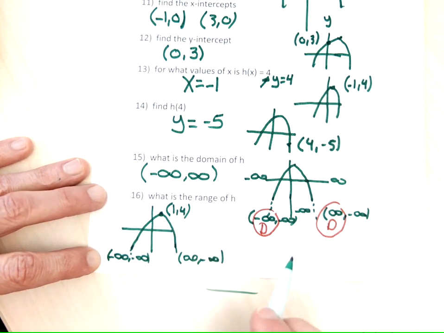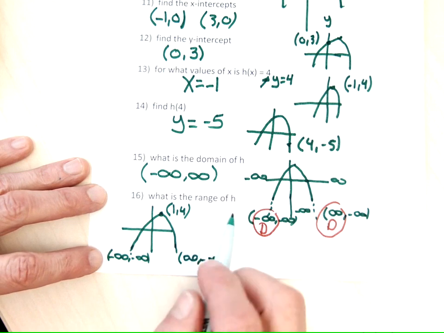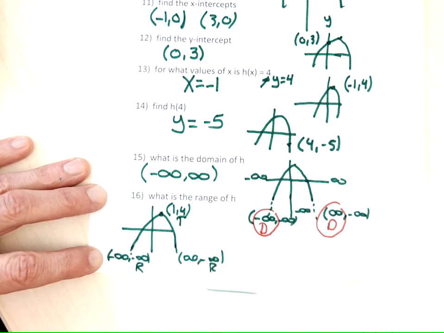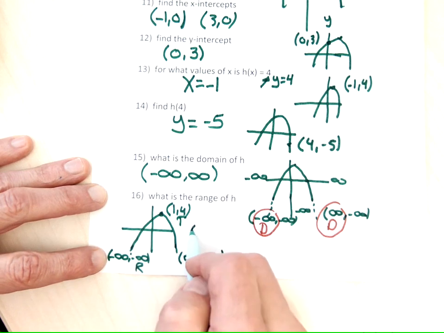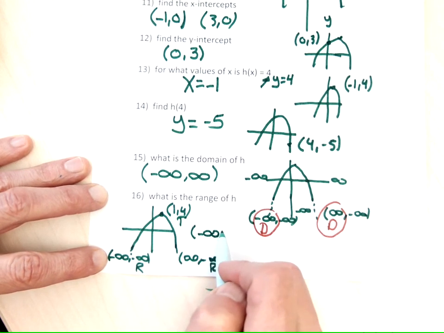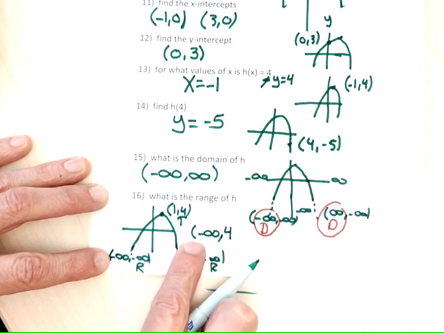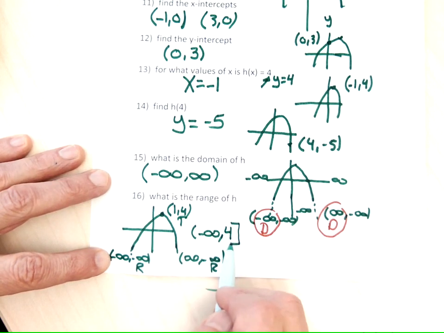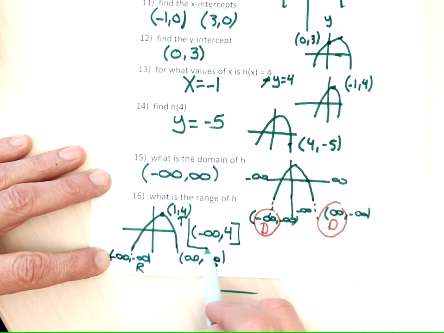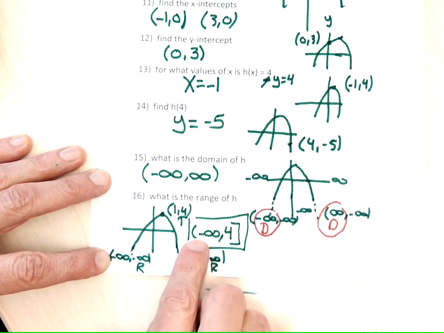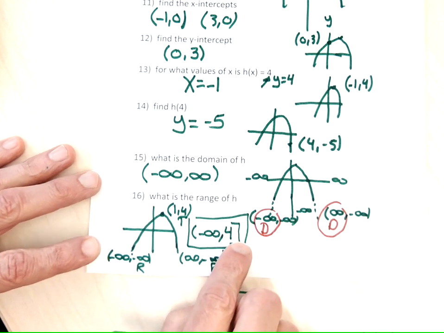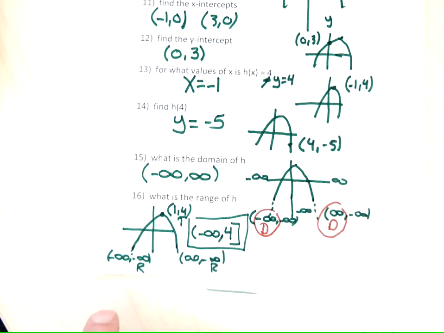In order to do the range, I go from bottom to top. So the range of this is going to be from negative infinity to positive 4. It's the y at the bottom, which is negative infinity, to the y at the top, which is positive 4. Infinities always get round brackets. Points on the graph get marked with square brackets.